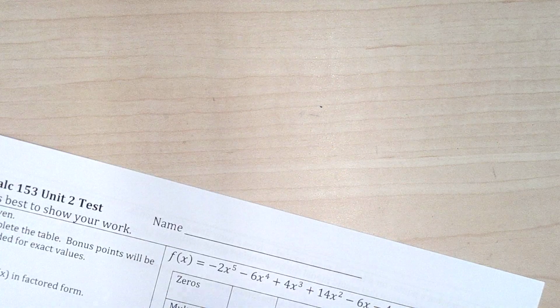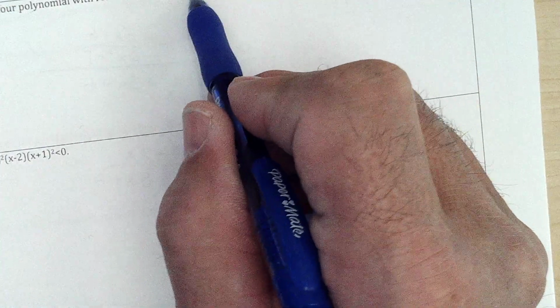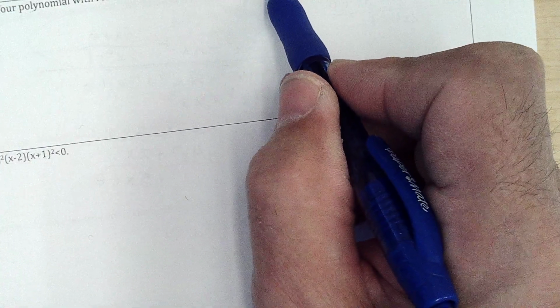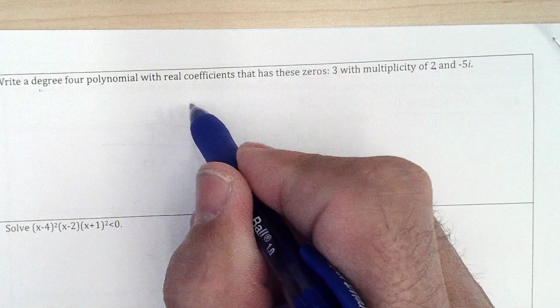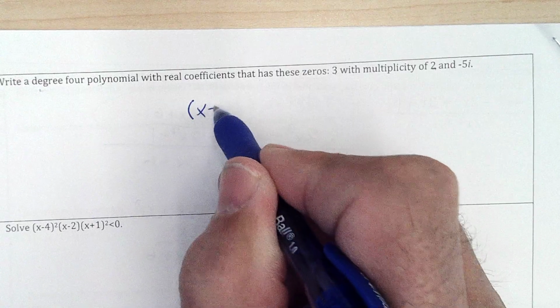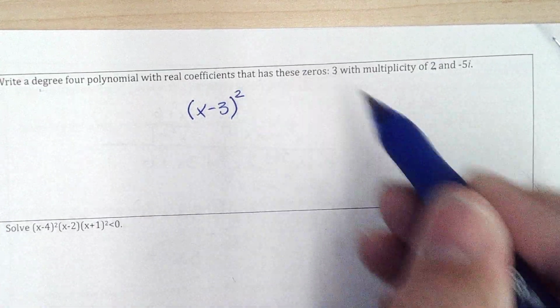All right, to the last page. Degree 4, and it has these zeros. 3 with a multiplicity 2. Well, if 3 is a 0, then x minus 3 is a factor, and if it's got multiplicity 2, it's squared.